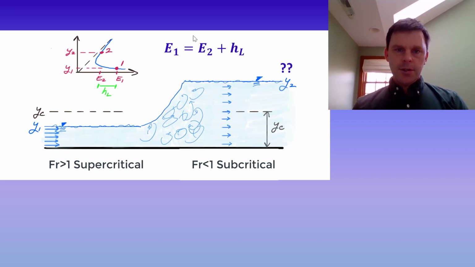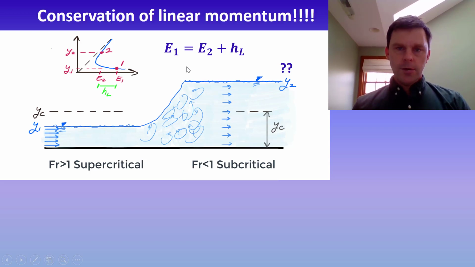Conservation of energy, that would be this, but that doesn't really help us. We still have two unknowns: Y2 and the head loss. The other equation we can throw at this, believe it or not, is the conservation of linear momentum. So forces is equal to the fluxes. What are the forces acting on this control volume if we consider the blue fluid here to be our control volume? Well, on the left-hand side, we have pressure.